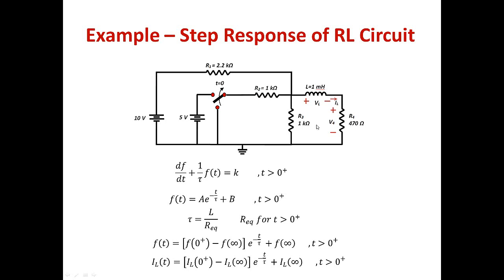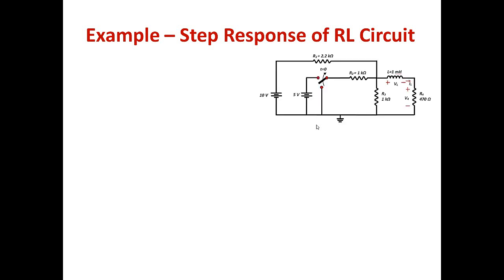You just need to apply KVL, KCL, and Ohm's law to solve for any voltage or any current in the circuit. So let's solve this example numerically, and let me show you the steps to do that. Here is the circuit that we have, and the first thing we're going to do is find the initial current for t less than 0.